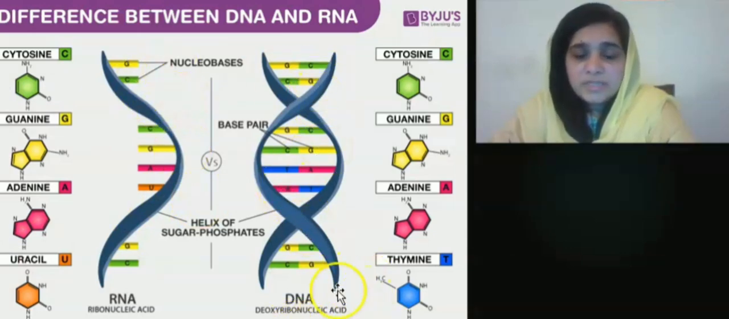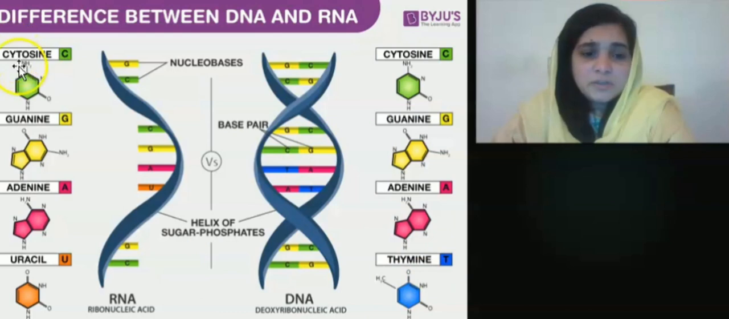DNA is a deoxyribose. It contains a double helical structure as you can see here, and the base pairs are present: cytosine, guanine, adenine and thymine. So in case of DNA, thymine is present, while in case of RNA, thymine is absent and uracil is present. RNA is single-stranded and it contains ribose sugar, ribonucleic acid. So this is the difference between the DNA and RNA.